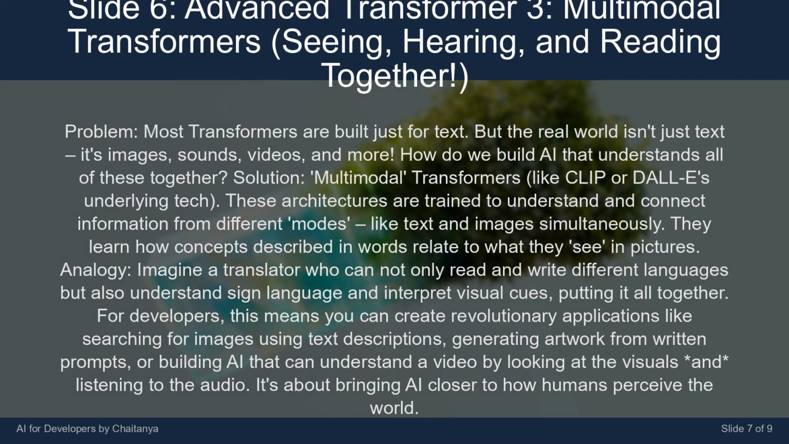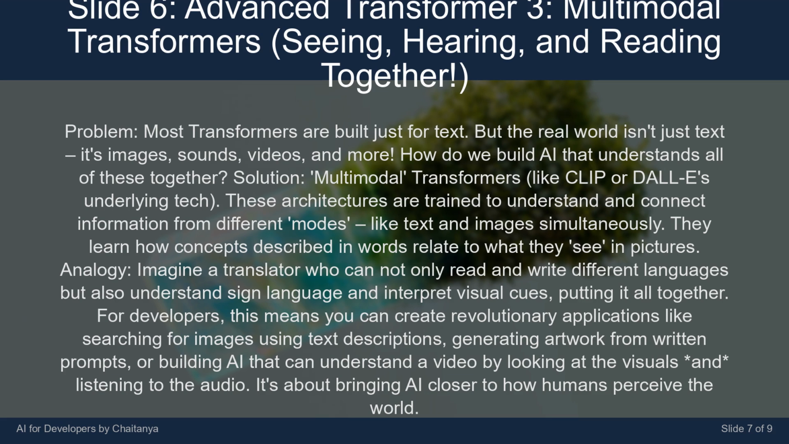Problem: most transformers are built just for text. But the real world isn't just text, it's images, sounds, videos, and more. How do we build AI that understands all of these together? Solution: multimodal transformers. Like CLIP or DALL-E's underlying tech, these architectures are trained to understand and connect information from different modes, like text and images simultaneously. They learn how concepts described in words relate to what they see in pictures.